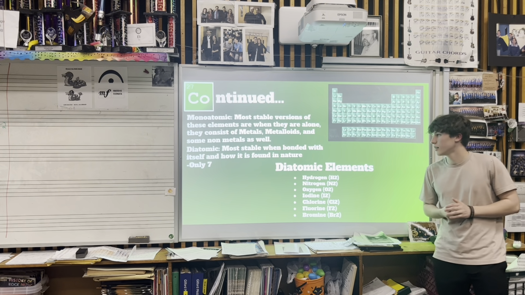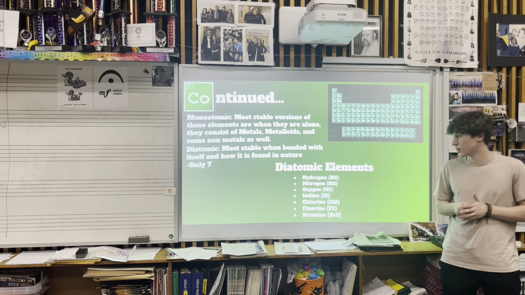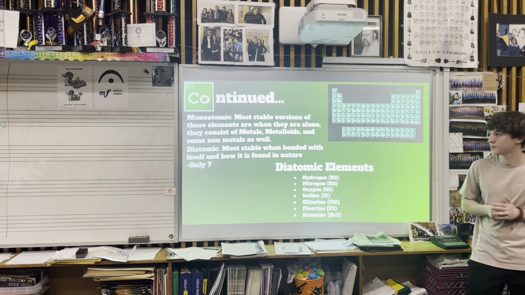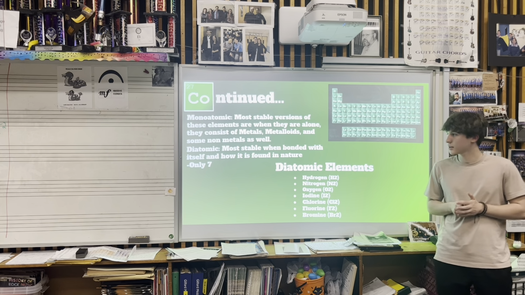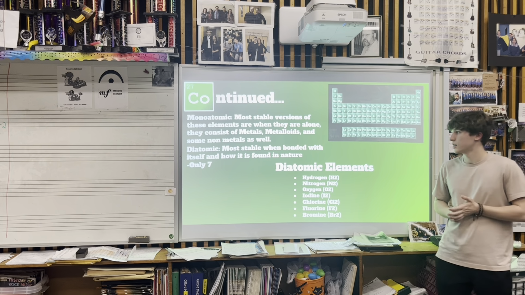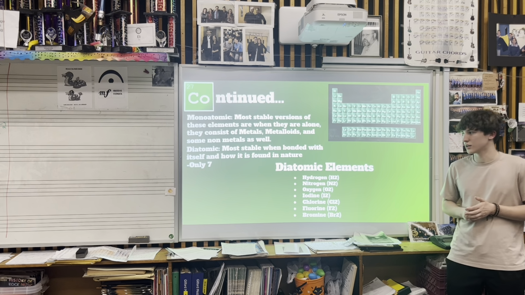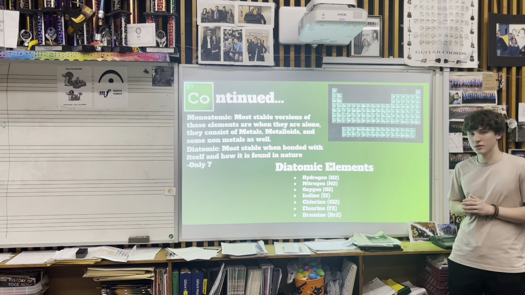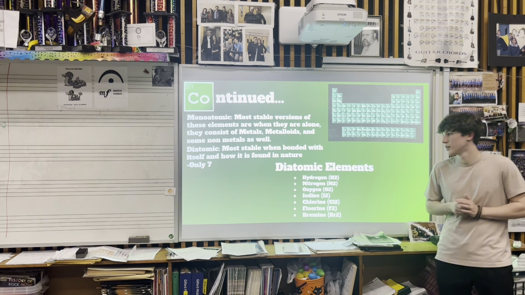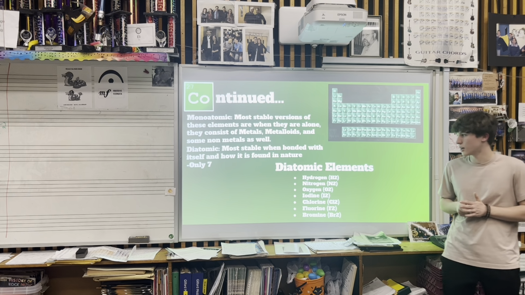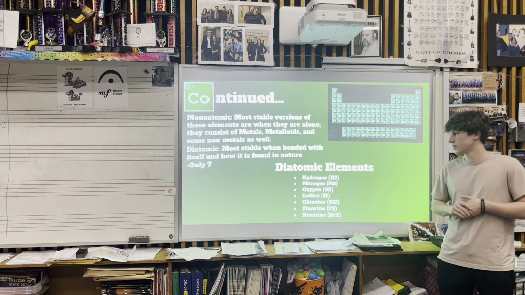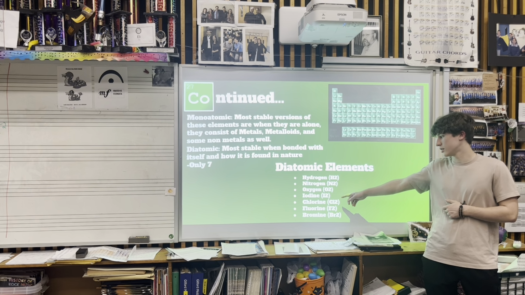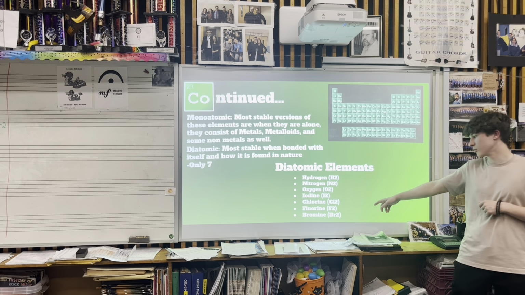And a little more on that, monatomic and diatomic elements. Monatomic elements just means that if an element is monatomic, the most stable version of itself is when it's not bonded with itself, when it's alone. These consist of metals, metalloids, and some nonmetals, but most of them are diatomic, which means that they're most stable when they're bonded with themselves, and there's only 7. There's hydrogen, nitrogen, oxygen, iodine, chlorine, fluorine, and bromine.